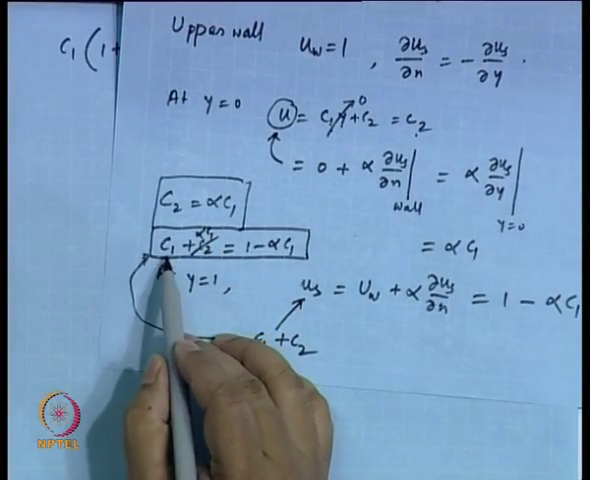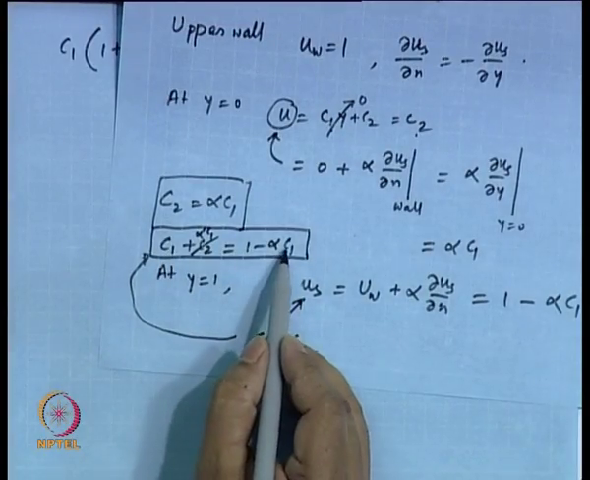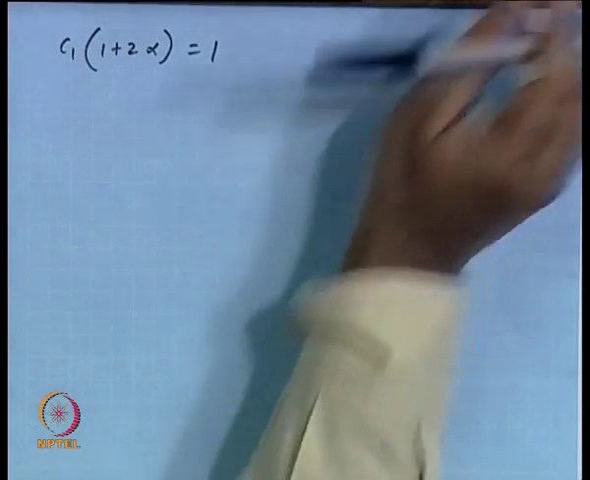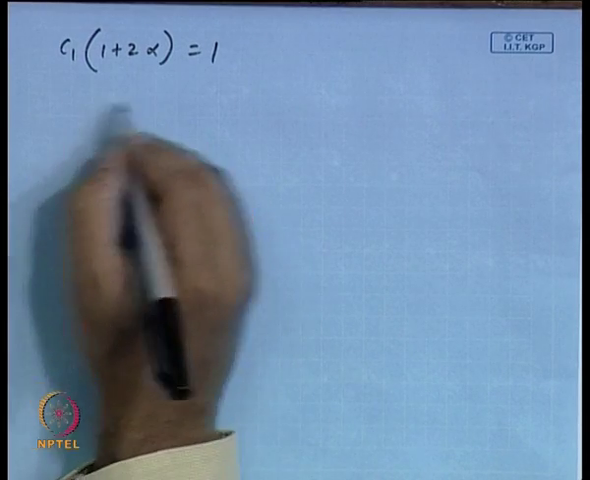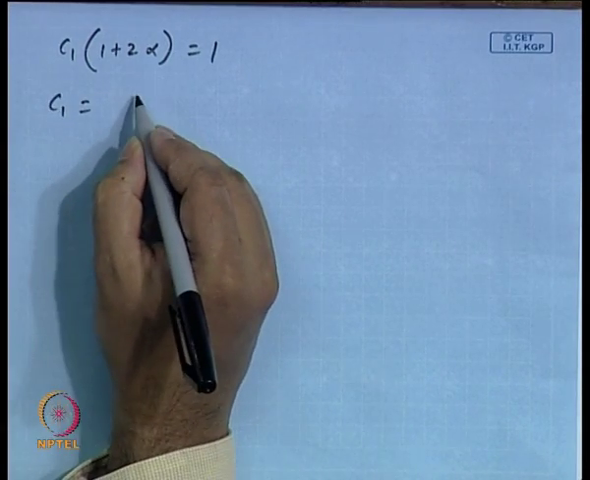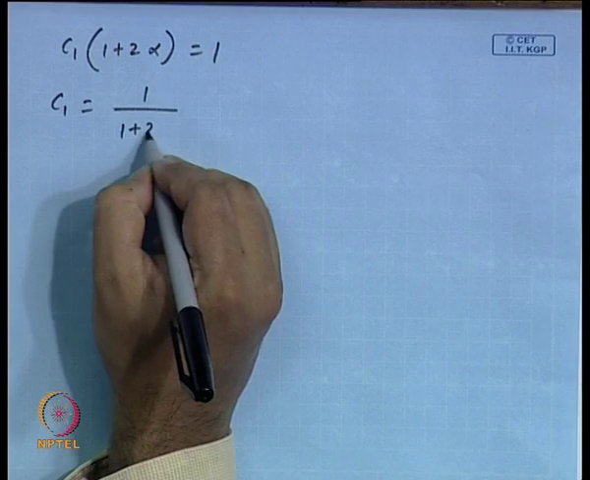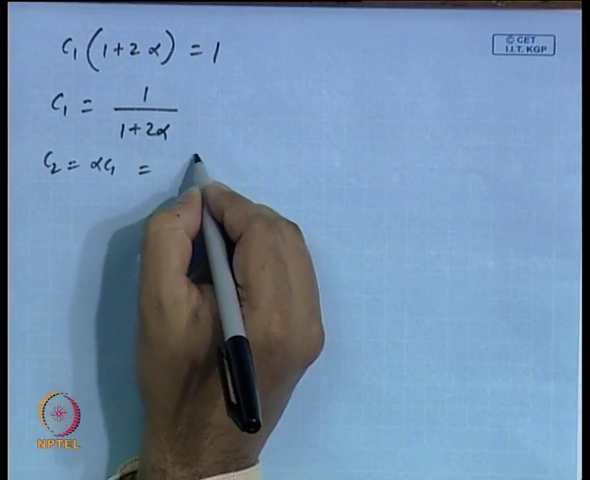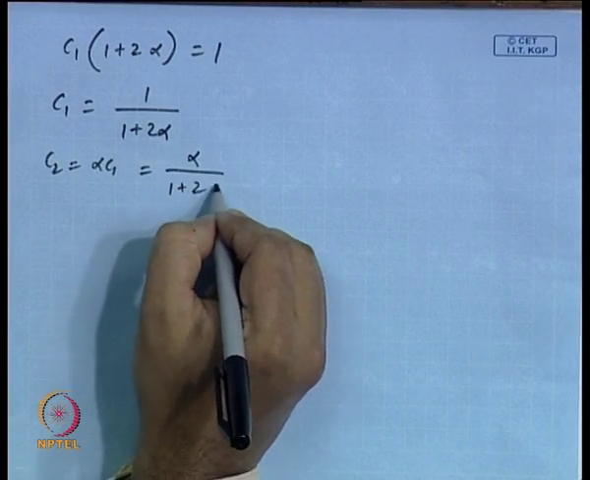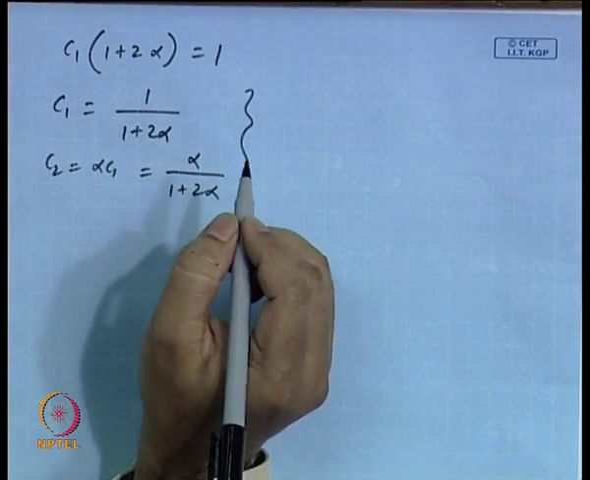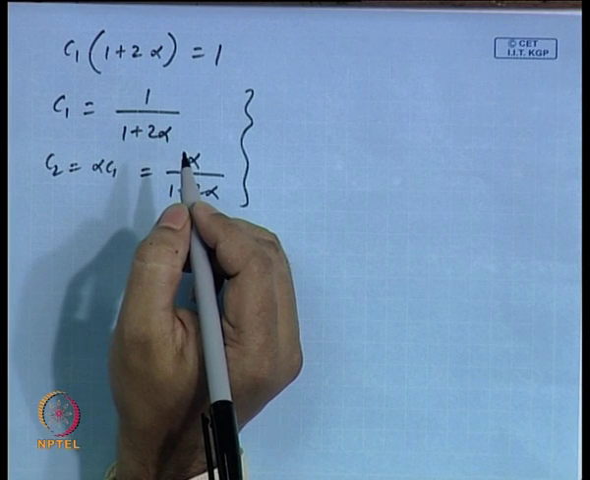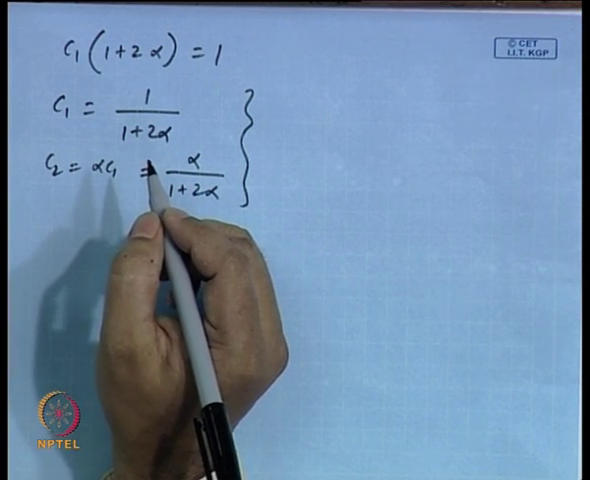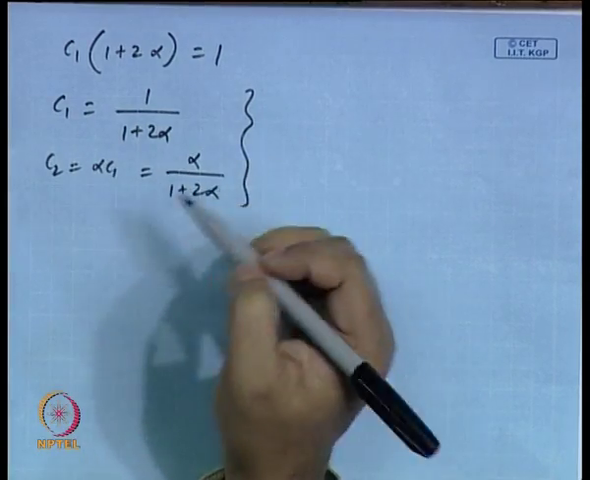All right. C1, you bring all the C1s to the left hand side, and so you get C1 into 1 plus 2 alpha is equal to 1, or you get C1 is equal to 1 by 1 plus 2 alpha, and C2, we had alpha C1, that means equal to alpha by 1 plus 2 alpha. So, earlier we had what? We had C2 is equal to 0 and C1 is equal to capital U divided by H, but now we have some other quantities.